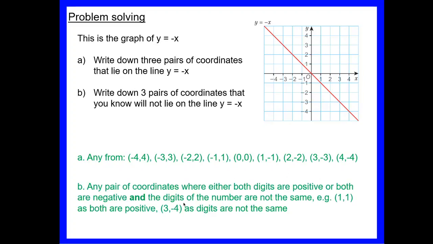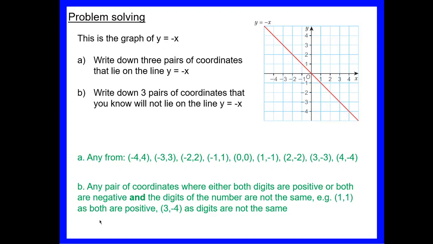Well, there's an awful lot of those. They could be any pair of coordinates where either both digits are positive or both are negative, and the digits of the number are not the same. So for example, you could have (1, 1). That would not be on this line, because that would be here, (1, 1). Two digits the same.